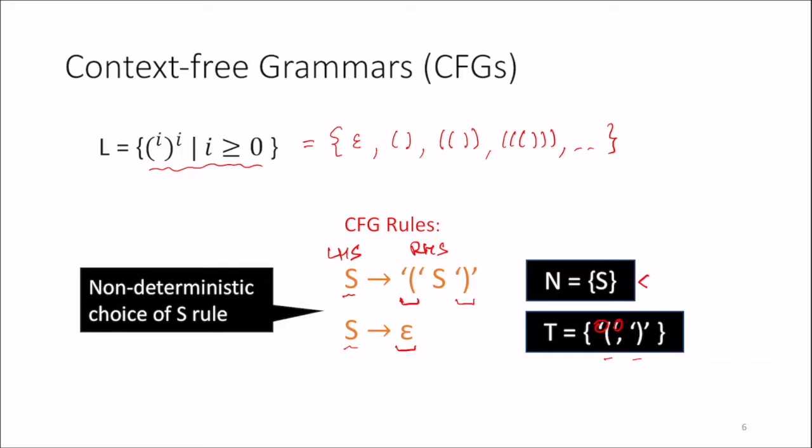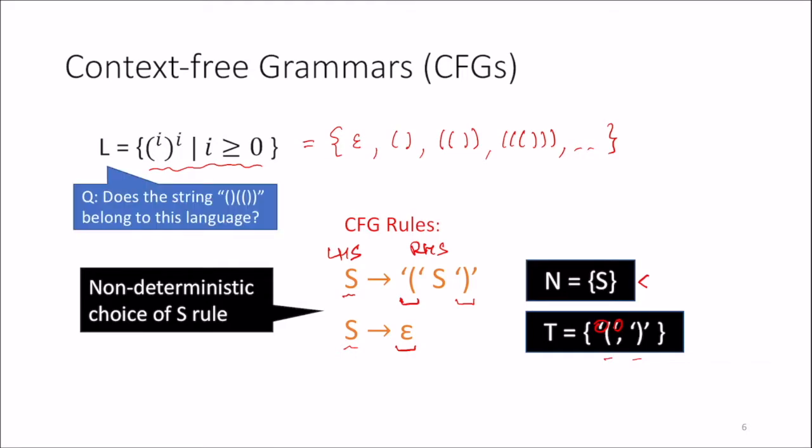They both have S on the left-hand side. So here it's a non-deterministic choice of which rule you can pick at any point. So this context-free grammar is an example of a non-deterministic rule choice, right? So it's similar to an NFA by analogy. In this case, the choice of S rule determines which string you would generate. So let's look at some examples.